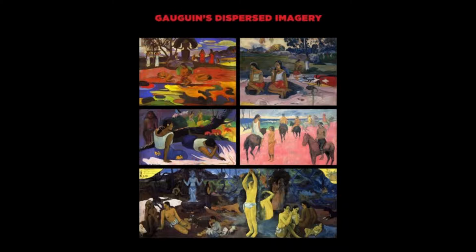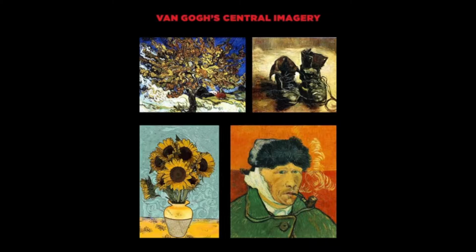Gauguin was Van Gogh's roommate, one of the greatest painters of the 19th century, yet he doesn't have that same fame. He's not known in the common collective with the average person on the street the way that Van Gogh is, even though his work is stunningly beautiful. And part of that is because he didn't use monolithic central imagery. You don't have to, but it's why things stand out.